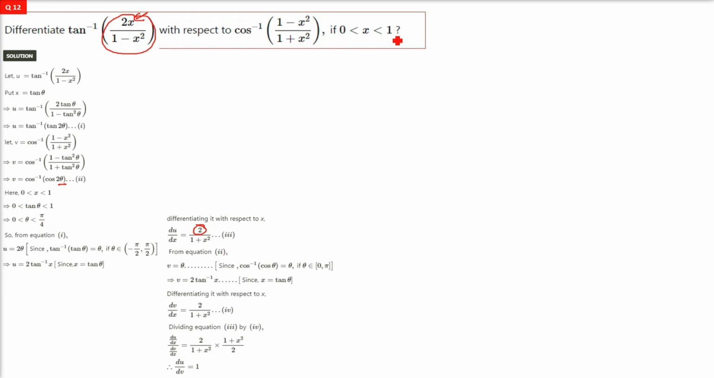The checking is important. Normally the students generally don't do the checking. But this checking 0 to 1 is given for you to show the examiner that whatever I am doing is correct. Because sometimes theta may come, sometimes pi minus theta may come, sometimes pi by 2 minus theta may come. So the answer may vary differently.